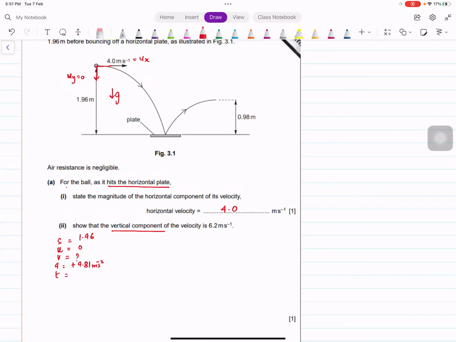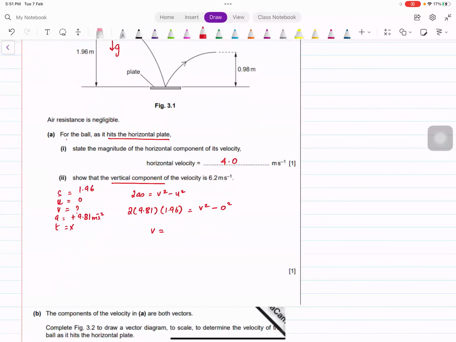Okay, time is not given, so we're not going to use that. We're going to use 2as equals v squared minus u squared. 2 times 9.81, displacement is 1.96. This is v squared, this is 0 squared. So what do you get? Obviously 6.2. Yes, okay. You guys understand this?